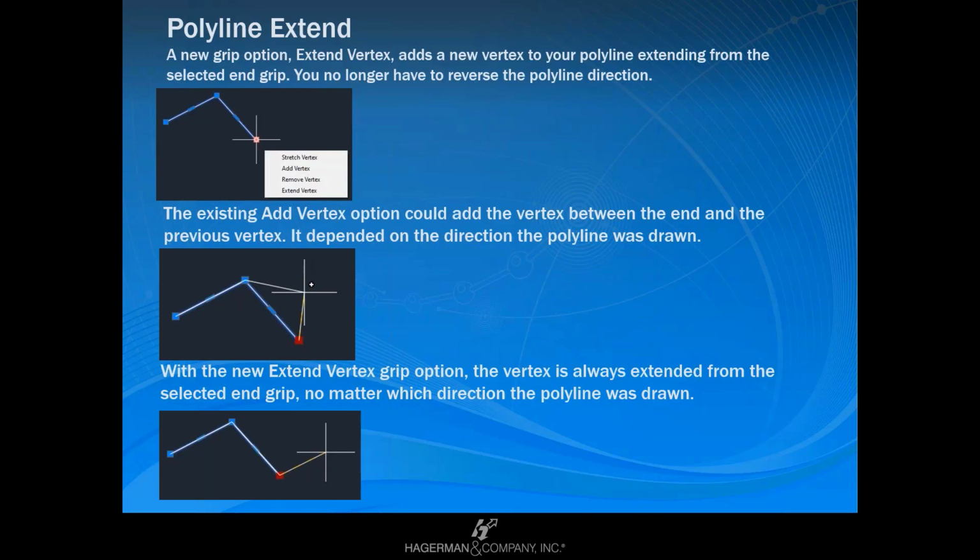the end and the previous vertex. It depends on the direction the polyline was drawn. With the new extend grip option, the vertex is always extended from the selected end grip, no matter which direction the polyline was originally drawn. And I'll do an exact example of this inside the software.